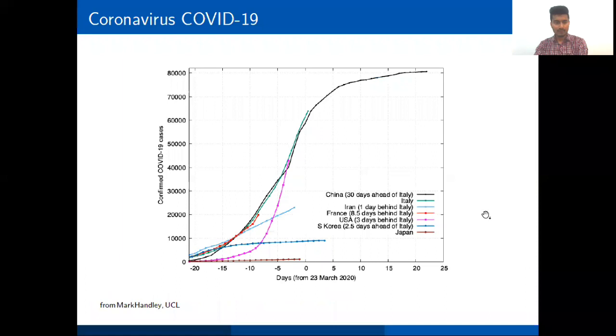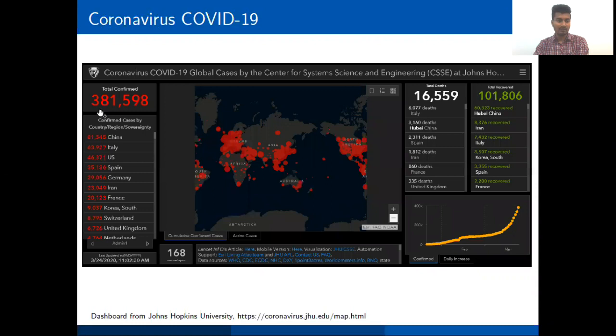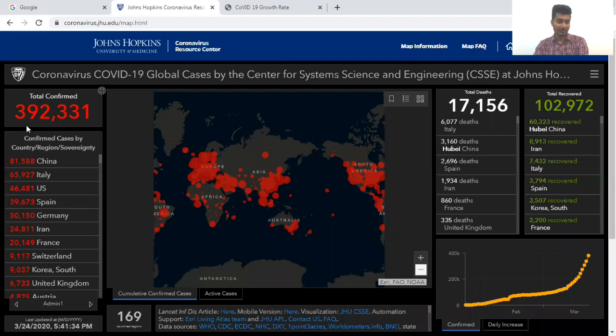Now, the existing data for the world that we have is taken from the UCL University College London's website, Professor Mark Handley's website. If you look at the graph, it's updated last night, 23rd March. So only a few hours ago, it's the latest graph that I have. It's based on the current data that we have. In the morning, it was 381,000. But if you look at it live right now, it's 392,000. So you see it's increasing at an alarming rate.